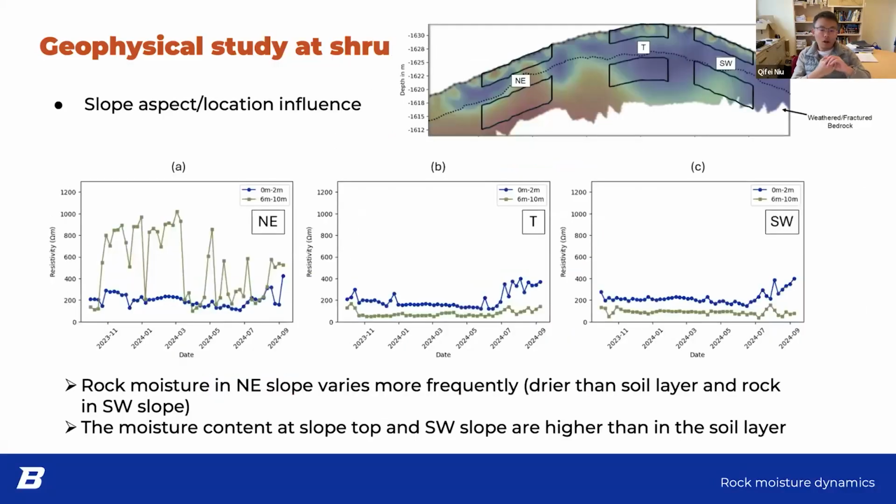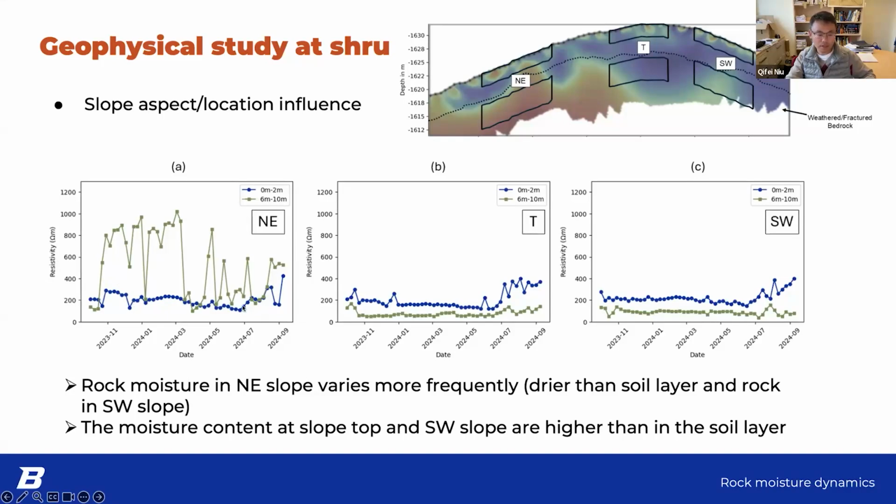Okay, so we also try to plot with time what the response is at different locations of the slope. For example, we use northeast slope, slope top, and also southwest slope. That corresponds to A, B, C, three different plots. The green lines are deep rock moisture, and for deep rock, they are not moisture but resistivity. And the blue lines are the soil layer.